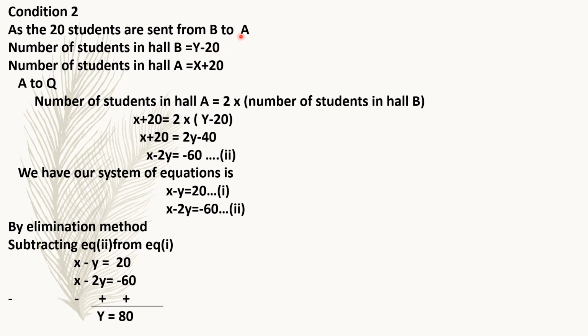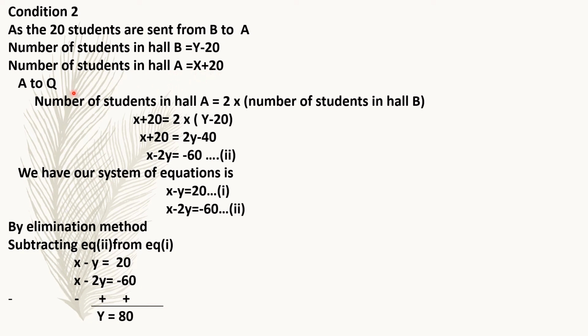Now in hall A, the total number of students is x, but 20 more students have been added. So the number of students in hall A is x plus 20, because the total number of students in hall A is x, but 20 more students have been added because 20 students are sent from hall B to hall A. So after doing this, the number of students in hall A is x plus 20.